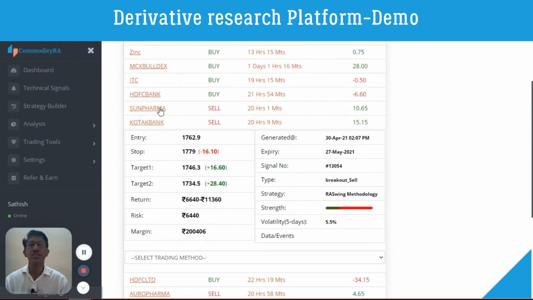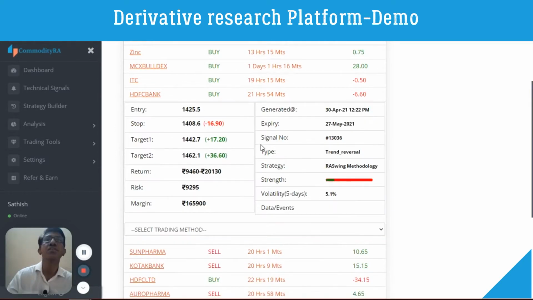Let us take the example of HDFC Bank. This is the right panel and this is the left panel. The right panel shows the generation time, the time of signal generation, and the contract period, signal number and type. There are two types: trend reversal and breakout. And the strategy: the RSing methodology is owned by CommodityRA. If you want to know more about the RSing methodology, I have posted another video on our channel, just watch it.